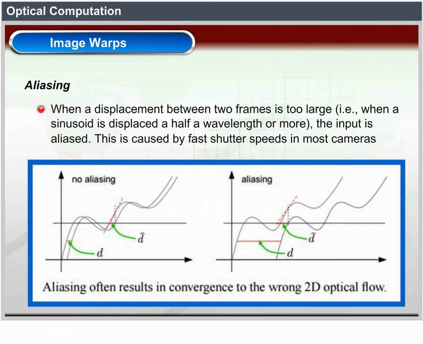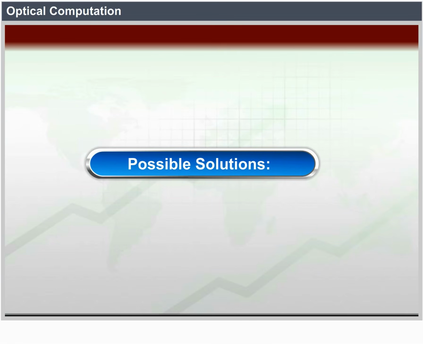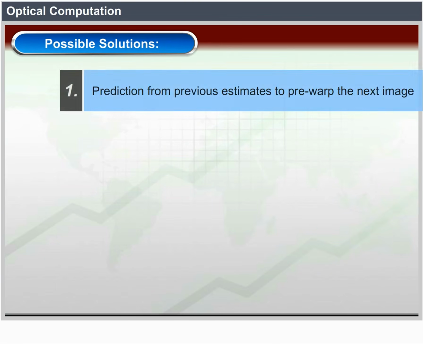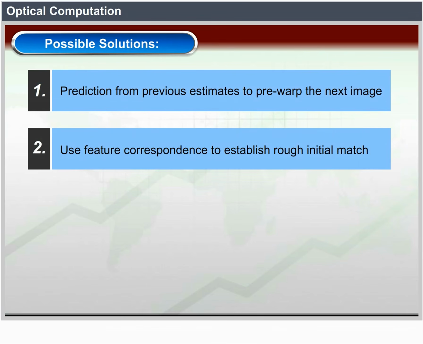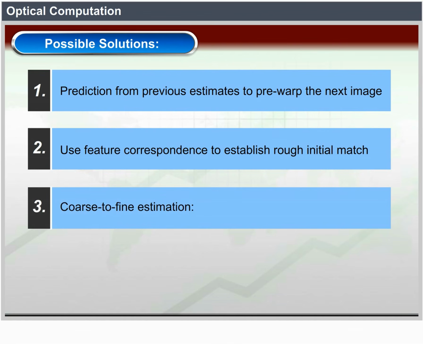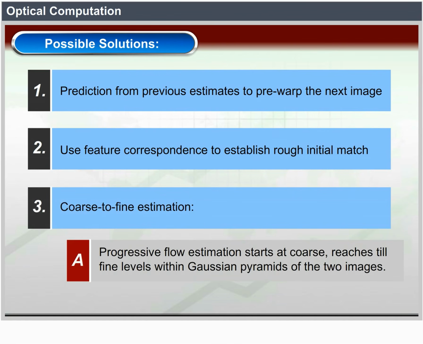Possible solutions. Prediction from previous estimates to pre-warp the next image. Use feature correspondence to establish rough initial match. Coarse to fine estimation. Progressive flow estimation from coarse to fine levels with Gaussian pyramids of the 2 images.